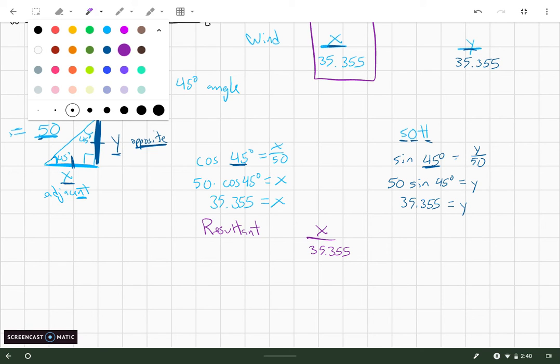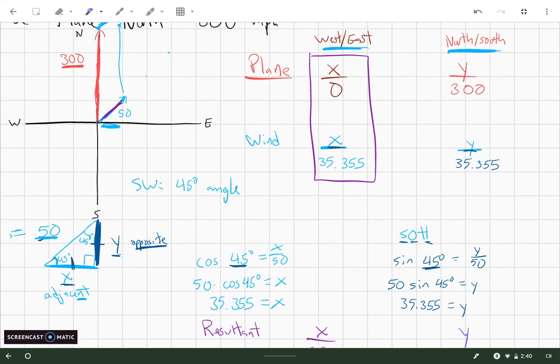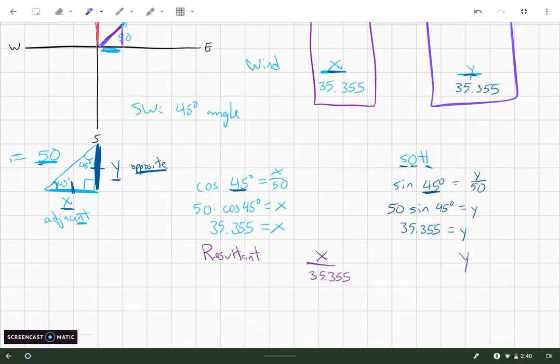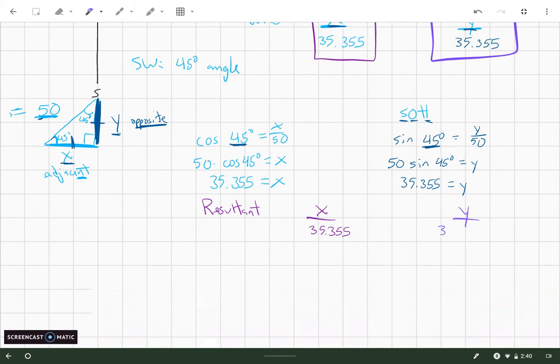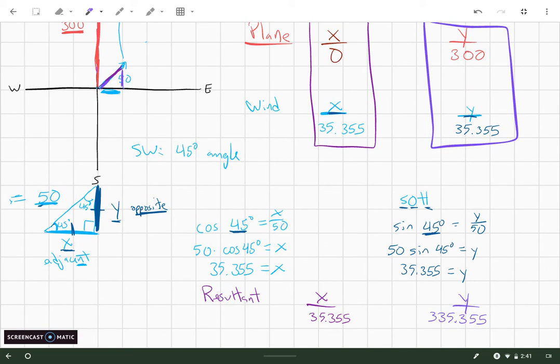And then for the resultant y, I'm going to add these two together, right? Now I want to check to make sure they're going in the same direction. So the plane's going north, it's going up 300, and we know the wind vector is also going up by 35.355, this little spot right here. So we know they're both positive, so I can add them together, and 35.355 plus 300 is 335.355. Lots of 3's and lots of 5's.